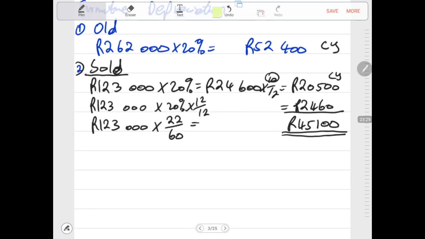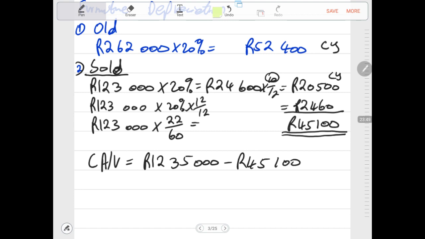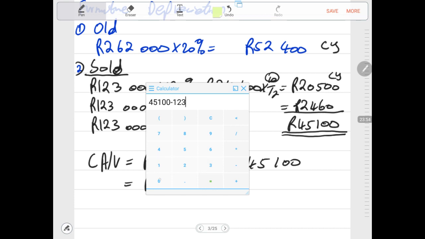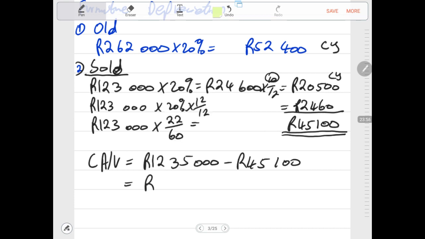It becomes very important at this point to calculate what we call the carrying amount, or carrying value, or book value, to say how much was the carrying amount of this asset at the date it was sold. Remember, carrying amount is cost minus accumulated depreciation, and our accumulated depreciation is 45,100. So this gives us the carrying amount of the furniture that is sold, which is 77,900. This is the carrying amount of the furniture at the date it was sold.